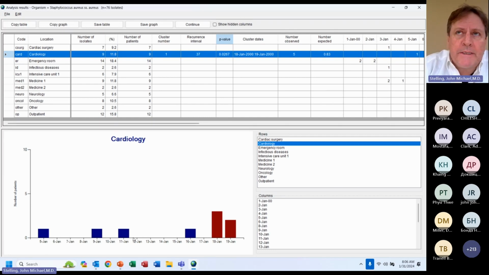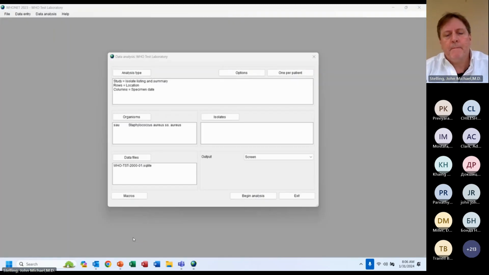So we have looked at outbreak detection by organism, and we have found potential clusters for diphtheroids and for Staphylococcus aureus. I made a mistake. We found clusters in that first analysis for diphtheroids and Klebsiella pneumonia. Here we have found cluster detection by location. We found most of the locations look fine. However, cardiology has more than you would expect in this 2-day period. I will click on continue.